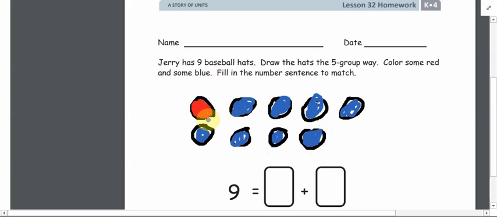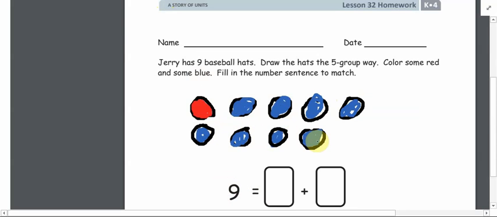So one of Jerry's hats is red, and the rest are blue. So I'm going to fill in the number bond to the number sentence to match my story. So my total number, my whole number, is 9. It's 9 because there are 9 hats total. 1, 2, 3, 4, 5, 6, 7, 8, 9.